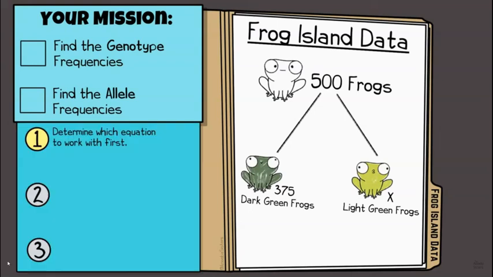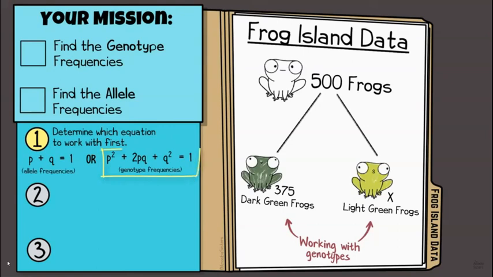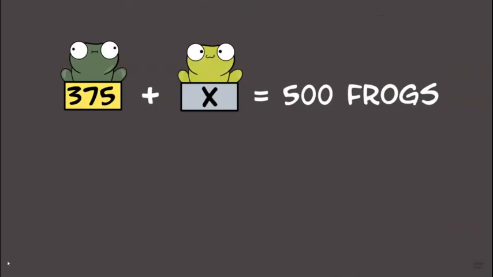Step 1. Determine first whether you're going to work with the first equation or the second equation. Since I'm working with individuals here that have genotypes, I'm going to work with the second equation first. Step 2. Figure out what value you can determine. So 375 frogs are dark green out of 500 total.